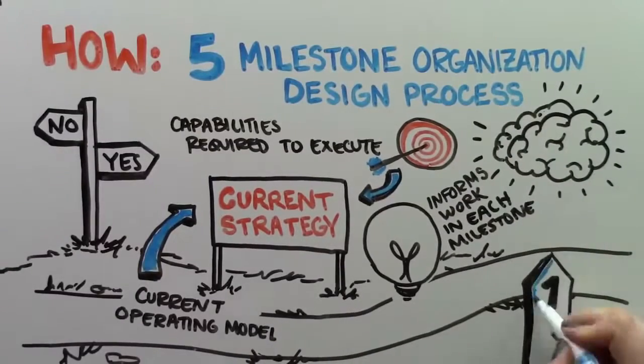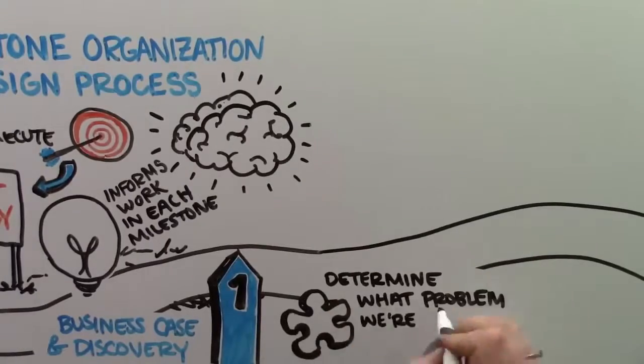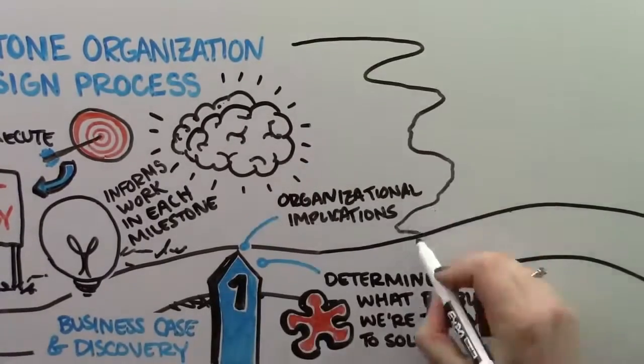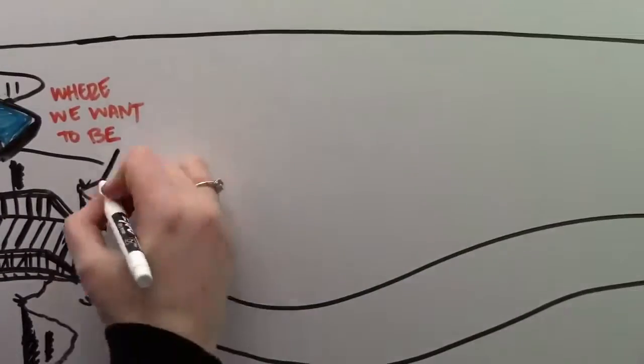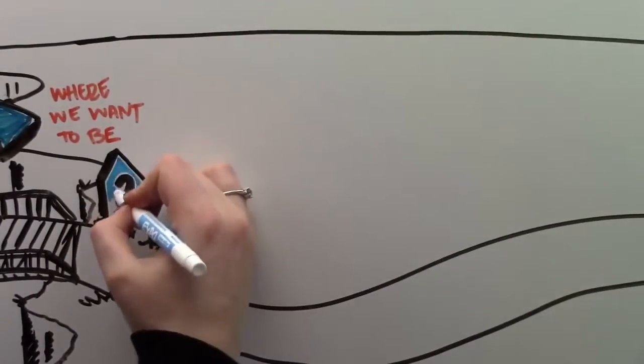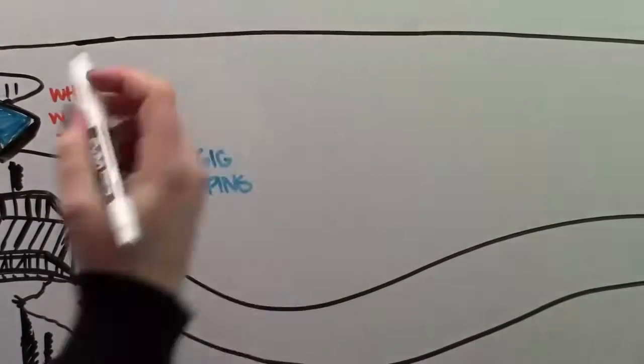In milestone 1, business case and discovery, we determine what problem we're trying to solve, the organizational implications of the strategy, and the gap between where we are and where we're trying to get to. From there, we can start our strategic grouping and integration work. Think structure and process together.